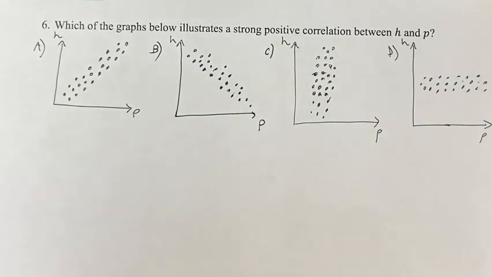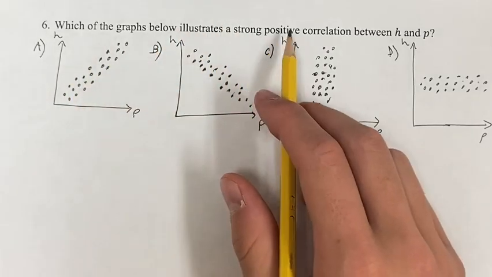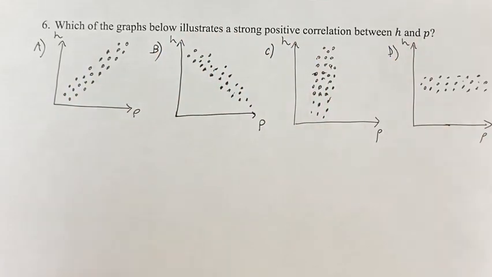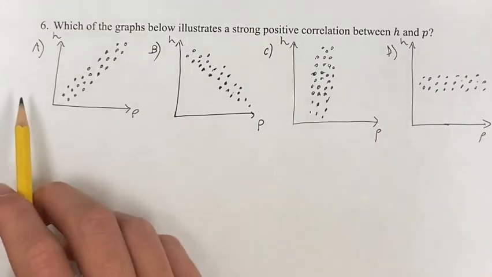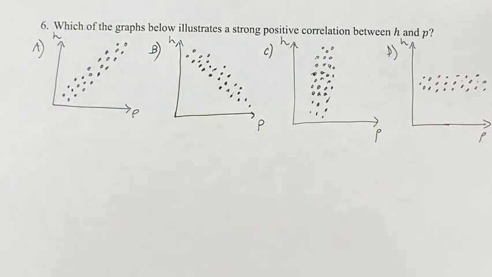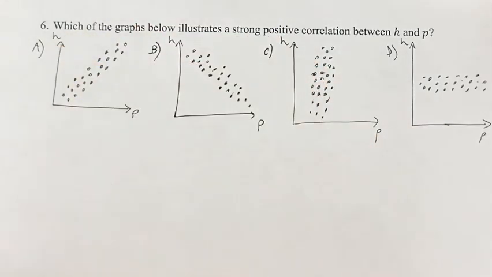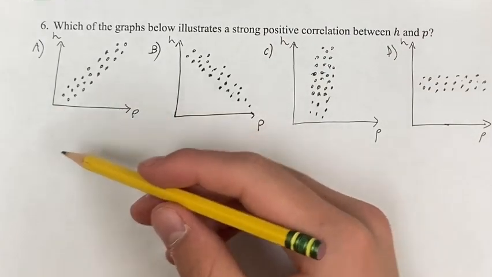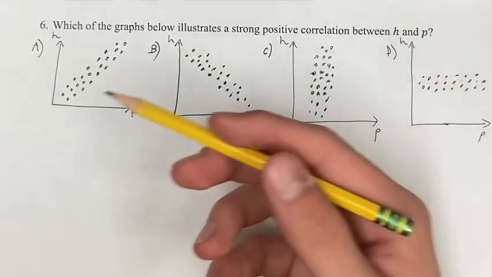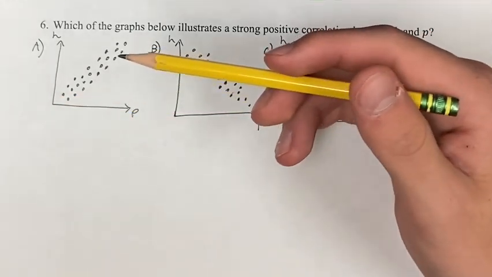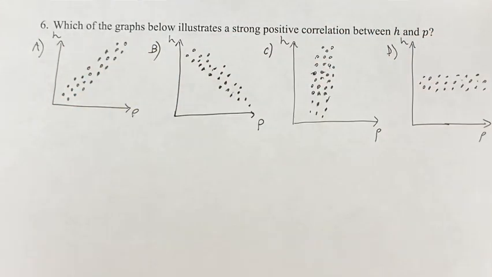In this problem, we're given 4 graphs, and we're asked which of the graphs below illustrates a strong positive correlation between h and p. So we have h on the y-axis and p on the x-axis. For it to be a positive correlation, that means as one variable increases, the other increases. A negative correlation would be as one variable increases, the other decreases. So which of these is both of the variables increasing at the same time?